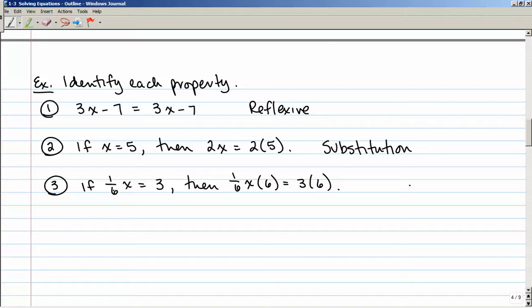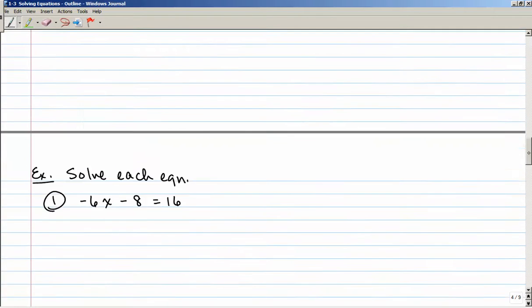And if 1/6 x equals 3, then 1/6 x times 6 equals 3 times 6. In other words, I multiplied both sides of the equation by 6. That would be the multiplication property. It doesn't change the equation, I just multiplied both sides by 6.